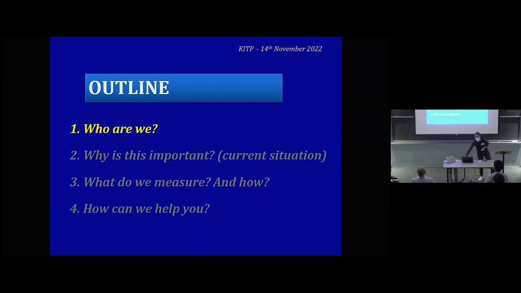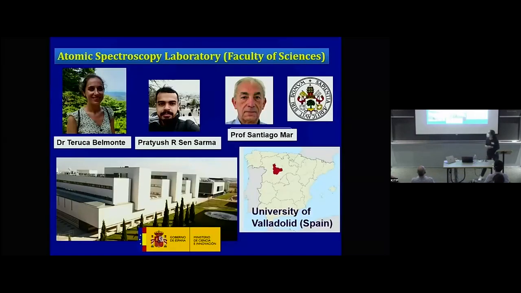So we start with who we are. I come from the Atomic Spectroscopy Laboratory at the University of Valladolid. Valladolid is a city in the central part of Spain. It has a really old university from the 13th century, one of the oldest in Spain. The lab was founded 45 years ago by Professor Santiago Mar, and it was mainly interested in measuring atomic parameters, especially Stark broadening, Stark shifts, and transition probabilities.